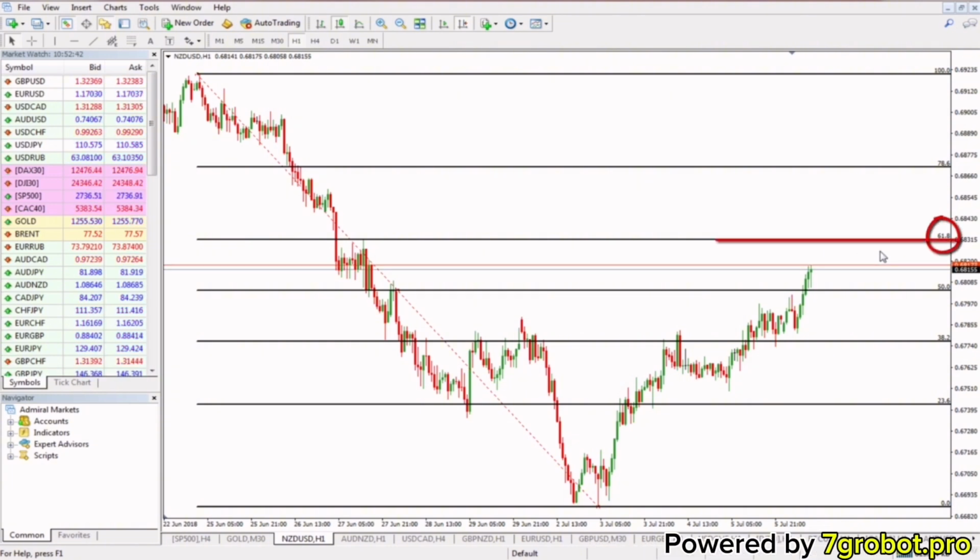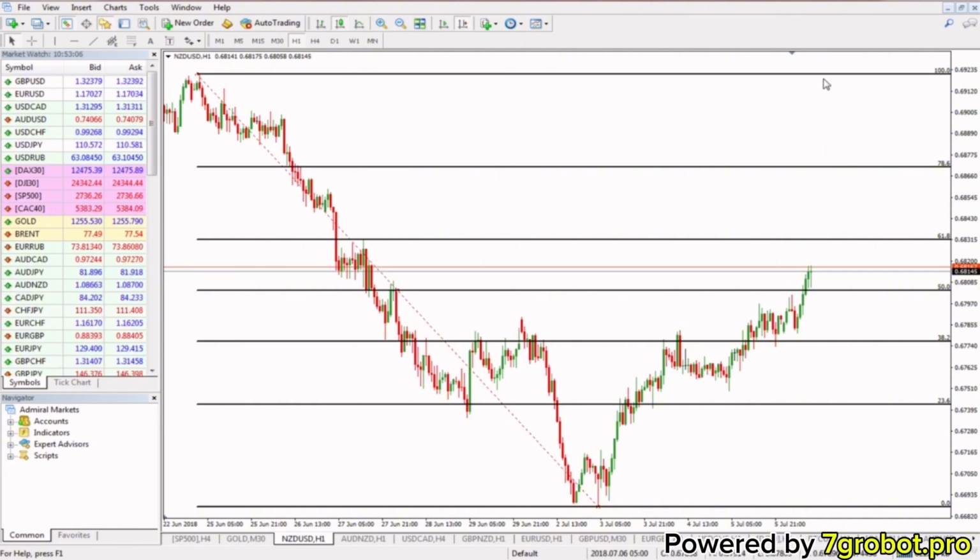This is the first level of resistance from which we expect reaction. If the price breaches this level, we'll also ignore it and pay attention to the next level. If we open the sell trade at 61.8 level, stop loss should be set above 78.6. If we open the sell trade at the 78.6 level, we should set the stop loss above the previous stop.